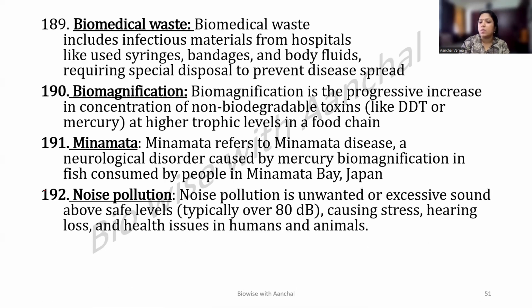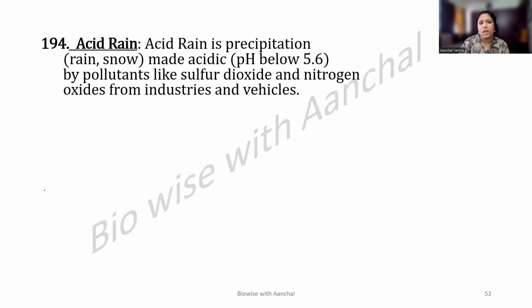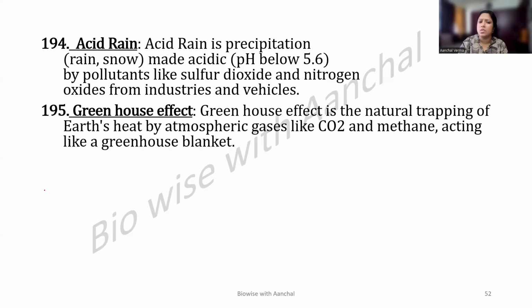Noise pollution is unwanted or excessive sound above safe levels, causing stress, hearing loss, and health issues in humans and animals. Noise is any unpleasant or disturbing sound that disrupts normal activities or causes discomfort. Somebody's music can be somebody's noise, right? Acid rain is precipitation made acidic by pollutants like sulphur dioxide and nitrogen dioxide from industries and vehicles. Greenhouse effect.